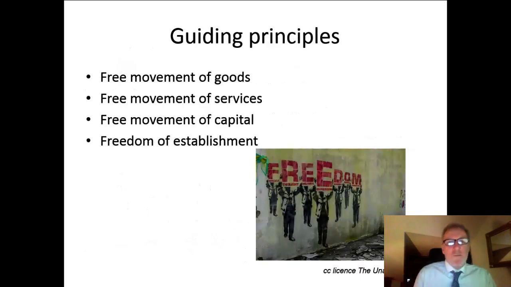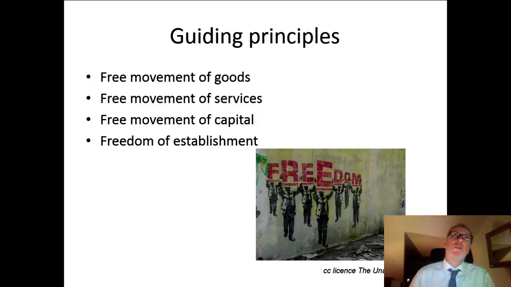Behind this there are four guiding principles. The free movement of goods, which is interesting. The free movement of services, which has never really happened, not quite to the same degree. I'm a lawyer, I can't practice in France, I can't even practice in Scotland. Free movement of capital, that's interesting. We used to have capital restrictions. There were limits on how much money you could take out of the country. And freedom of establishment. I can work in any part of the EU.